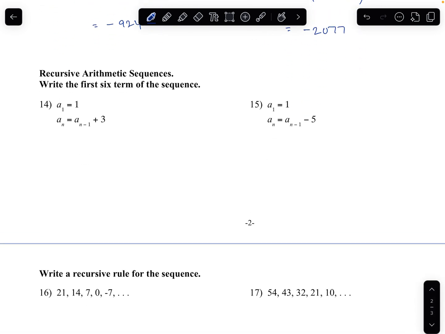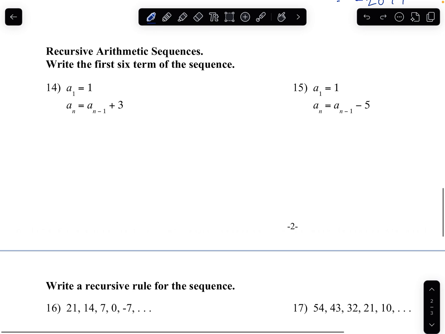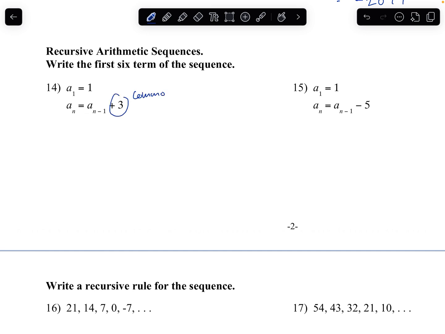Recursive arithmetic sequences. Write the first 6 terms of the sequence. So here's the recursive rule. What we've been using all along has been the explicit rule. But the recursive rule just says, here's the term that comes before the nth term, and then if I add 3, this is the common difference. It tells us that the first term is 1. So if the first term is 1 and it has a common difference of 3, the next term is going to be 4, then 7, then 10, then 13, then 16. And there you go. You have the first 6 terms.